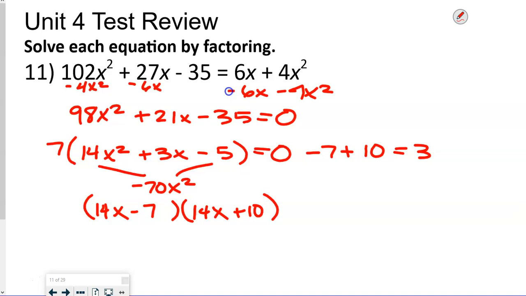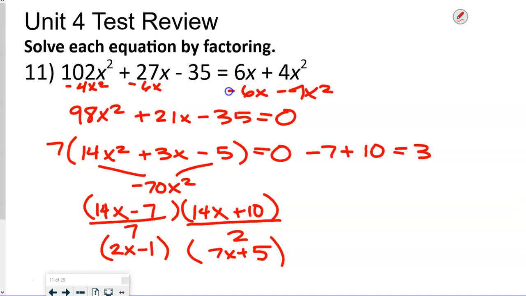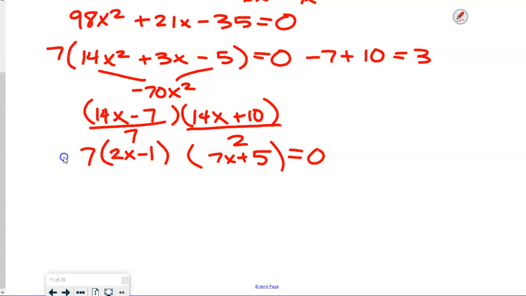Now this time we have GCFs for both of these things. So over here we have a 7, right? So we're going to get 2x minus 1, right? And over here we have, what is that, 2? So this is going to be 7x plus 5, right? Now remember, we're going to bring down that 7 as well, set this equal to 0. And so what we're ultimately going to do here is we're going to set these two factors, what's in the parentheses, equal to 0, okay? So that's our next step.